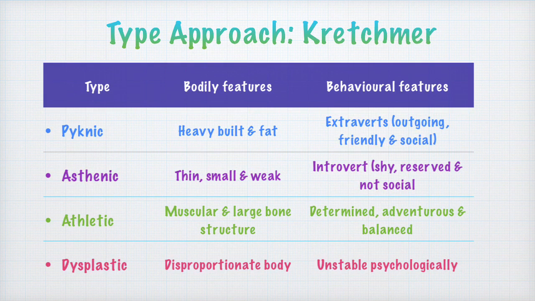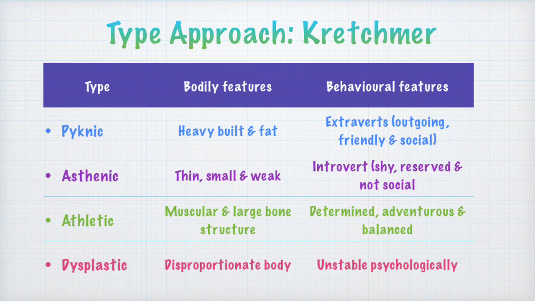Now coming to another type theory given by Kretschmer. Kretschmer characterized personality types into four. So there are four kinds of personality types according to Kretschmer. One is pyknic, the other is asthenic, third is athletic, and fourth is dysplastic. Starting with the pyknic type, the pyknic type of personality has a body structure which is heavy and fatty, a very strong heavy bodily structure, and the behavioral features of the pyknic type are that such people are extroverts or outgoing, friendly, and social.